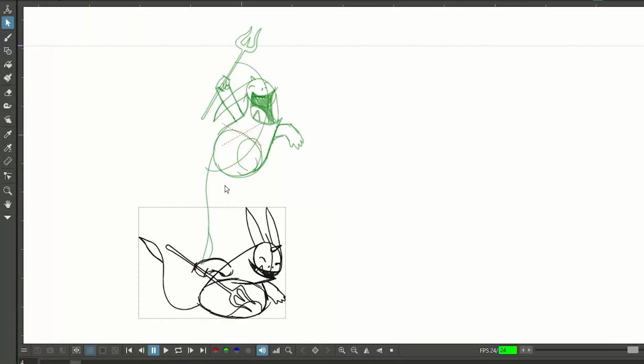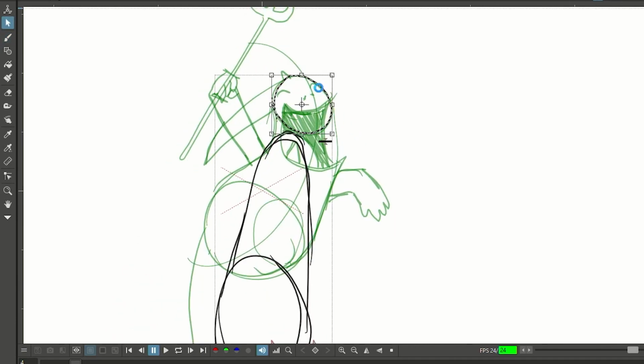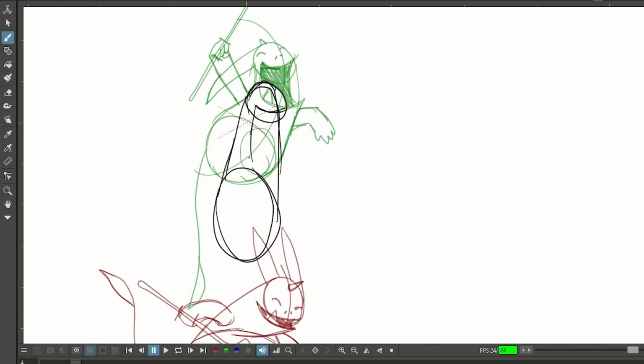The next breakdown pose that we are going to design sits between the anticipation on the ground and the highest point of the jump. And this is a very interesting one because it's in the middle of quite a fast motion. So we get to have some fun here and really set the flavor for the jump.